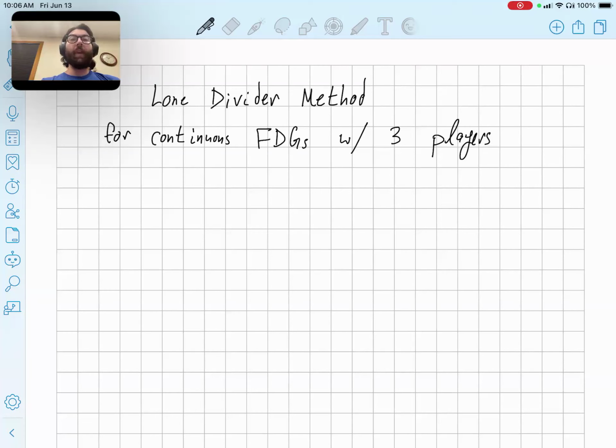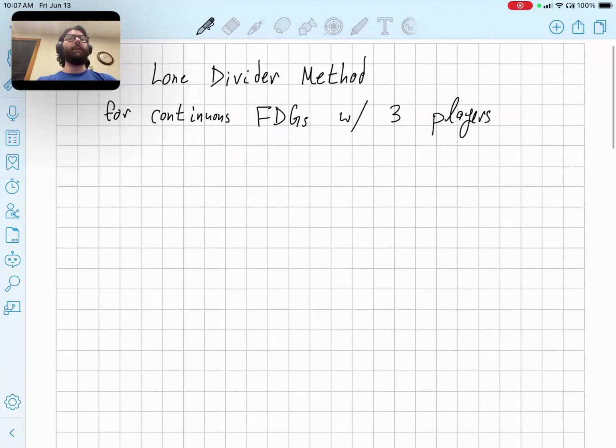And in fact, this method scales up, so it can be done with 4, 5, 6, etc. players, but it gets much more complicated, and so we're only going to talk about it with 3 players. And there are other methods for continuous fair division with 3 players. There's several out there. This is the only one we're going to discuss, though. So the lone divider method for continuous fair division games with 3 players.